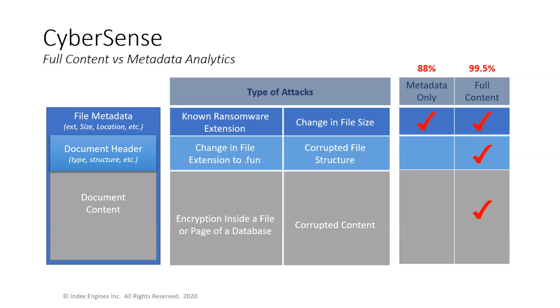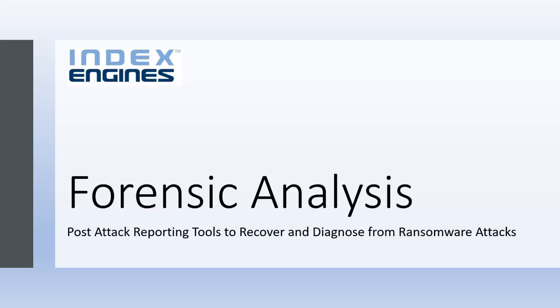Unless the cybercriminals start seeing that you're discovering them and discovering those easy attacks, they're going to go down deeper to the more content-based type corruption, and your 88% is going to quickly drop significantly.